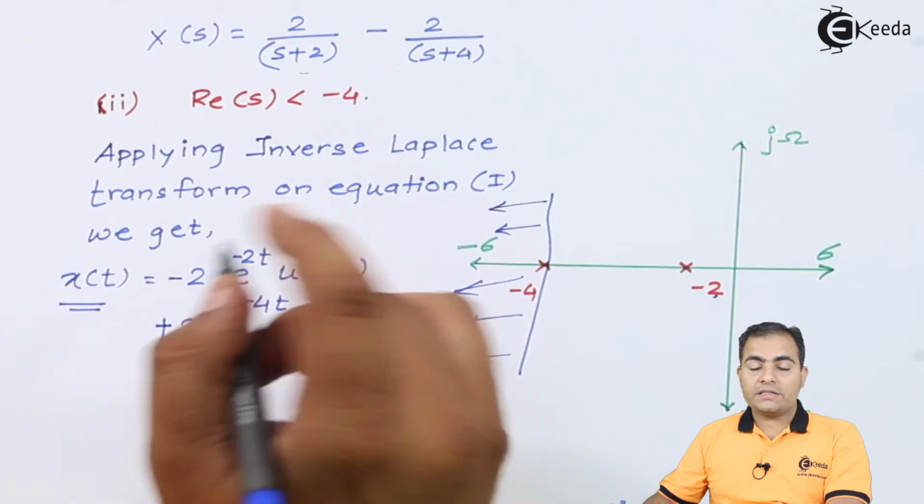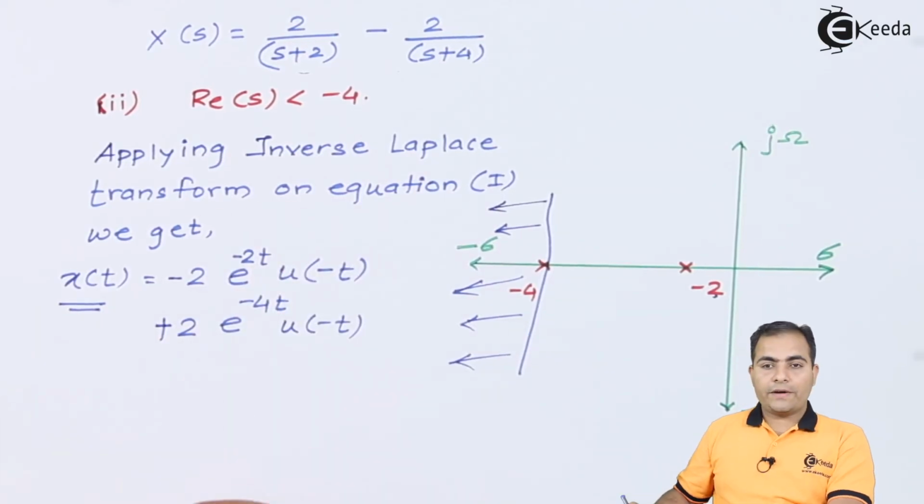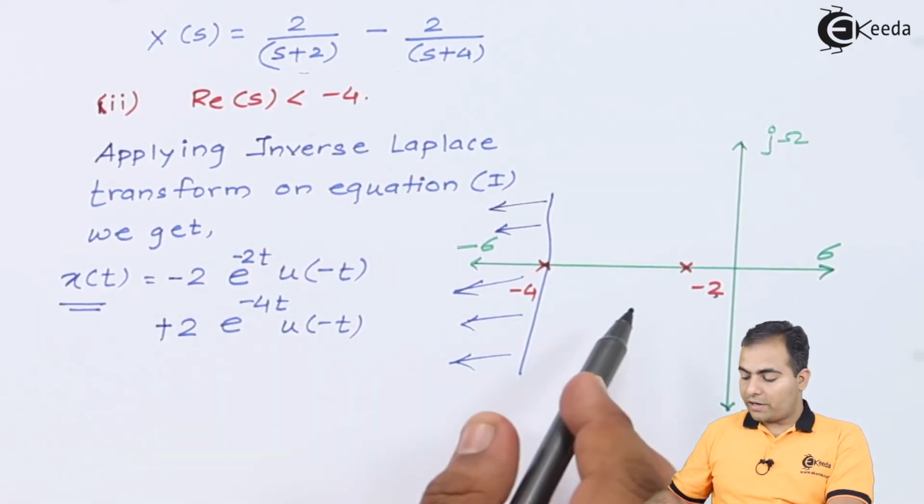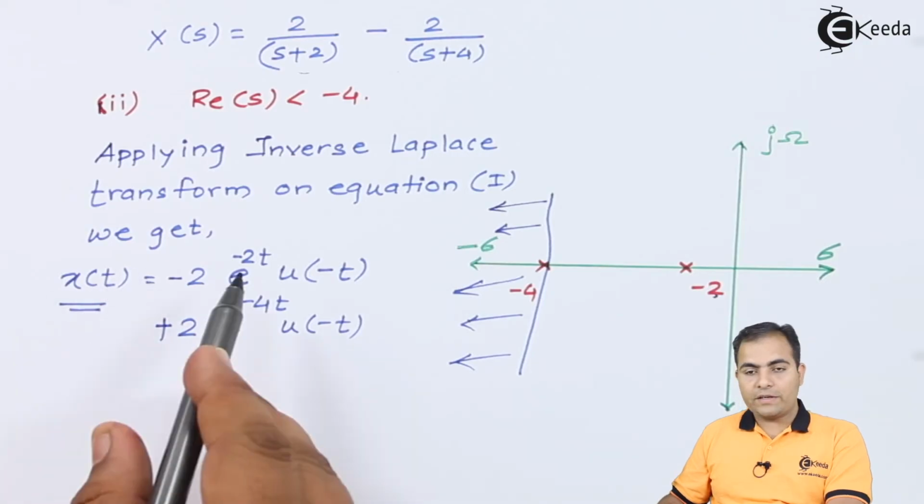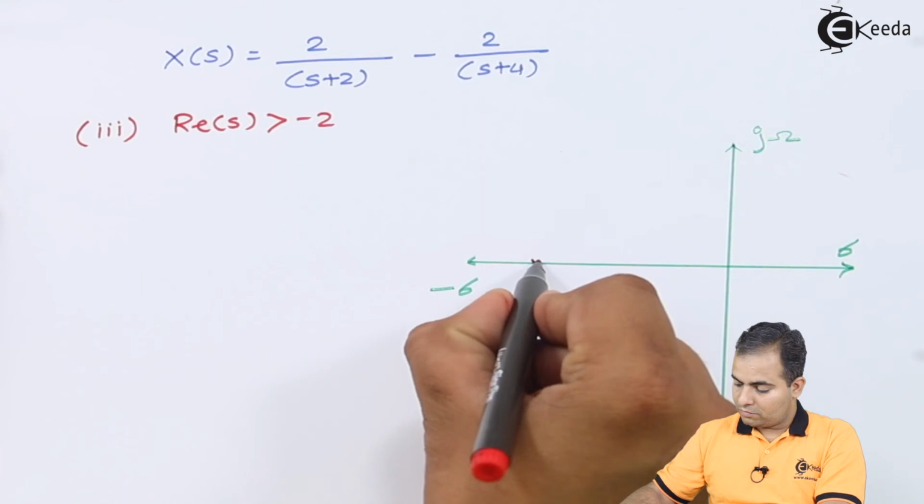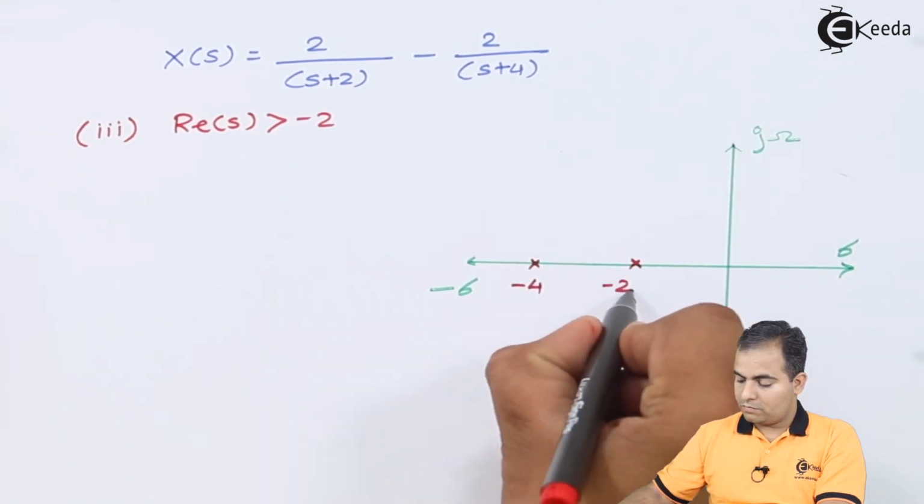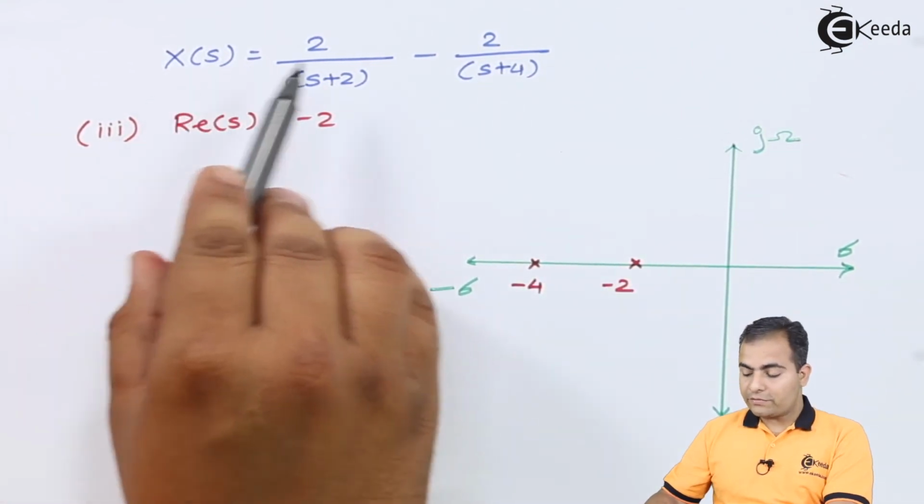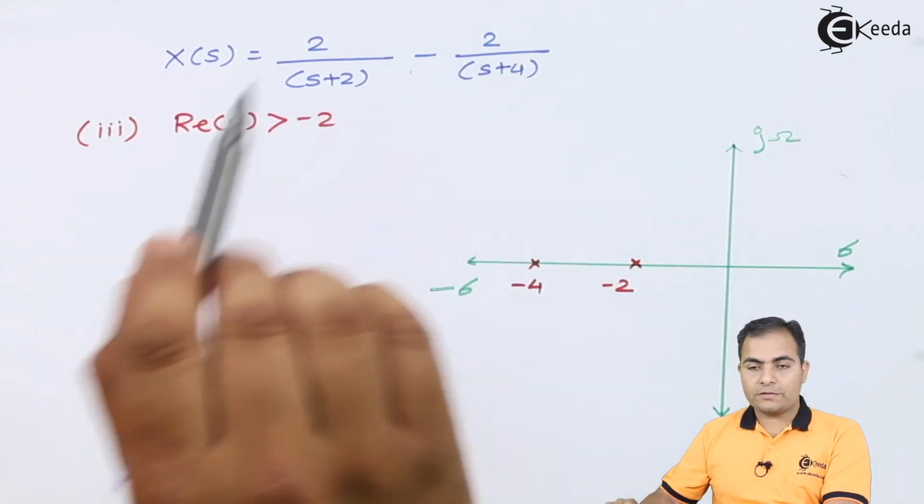Now the third ROC is the right-handed sided ROC. So we'll find out the graph as well as the x of t value for the right-handed sided ROC.